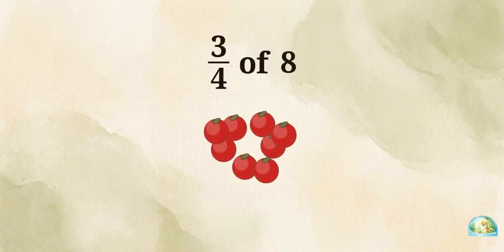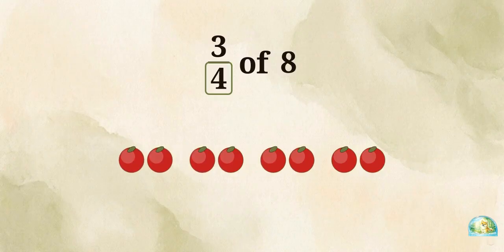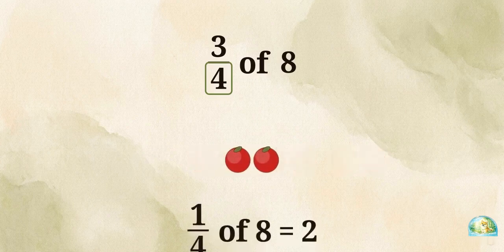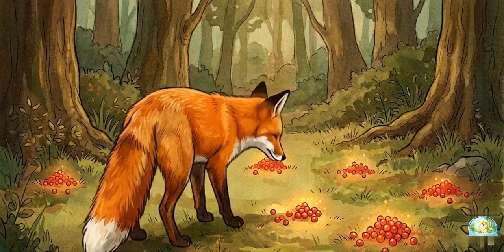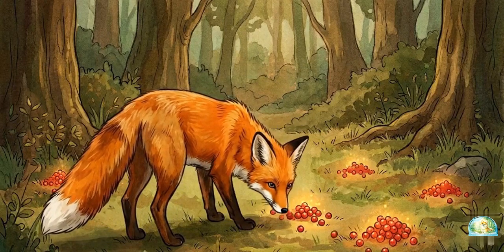Since our sorting number is 4, we slide those 8 berries into 4 equal clusters. Take a look at the result. Each individual cluster now contains exactly 2 berries. By sorting the 8 berries into 4 groups, we have discovered that 1/4 of 8 is 2. The only job of that bottom number is to help us break the total hoard into these equal, manageable chunks.